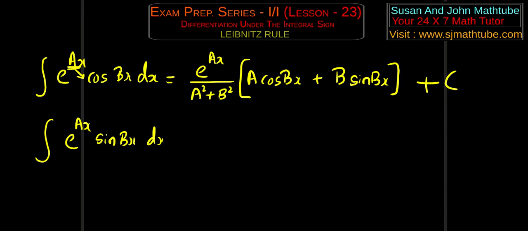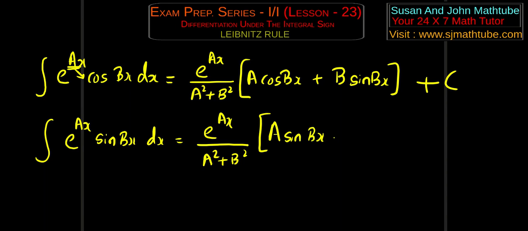So same trick, I told you the trick long back. So a square plus b square, and then a sin bx minus b cos bx plus c. So this is the most important thing to work out the problem.